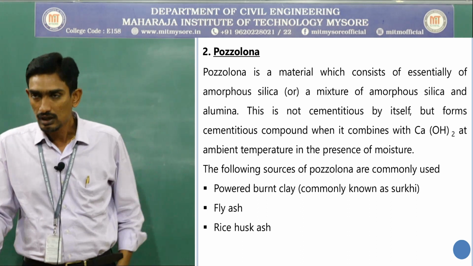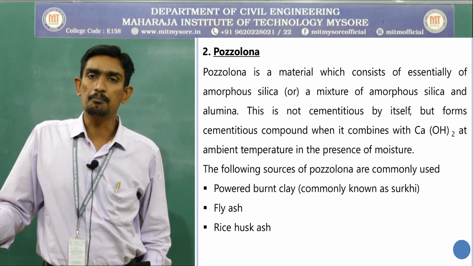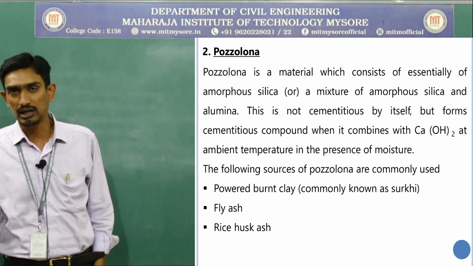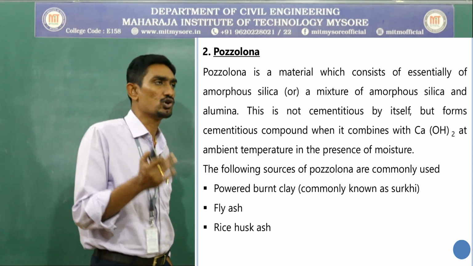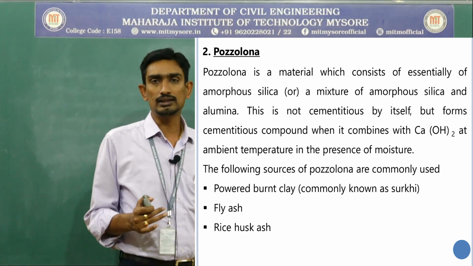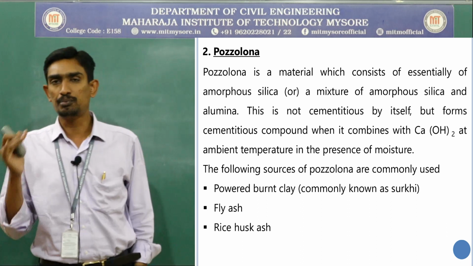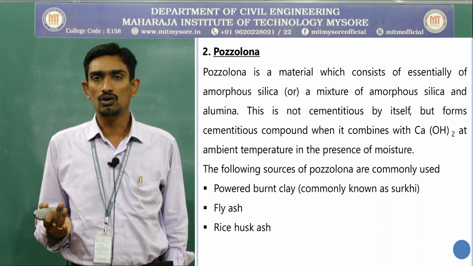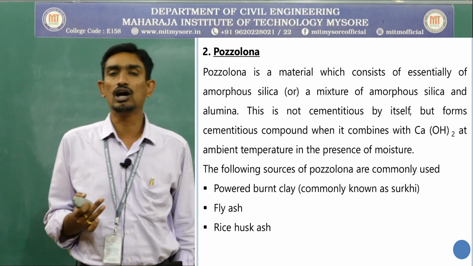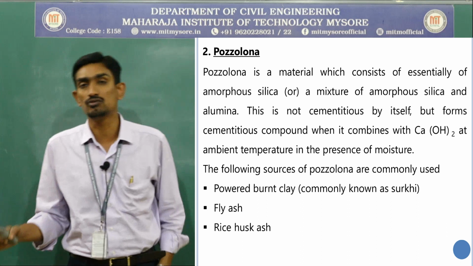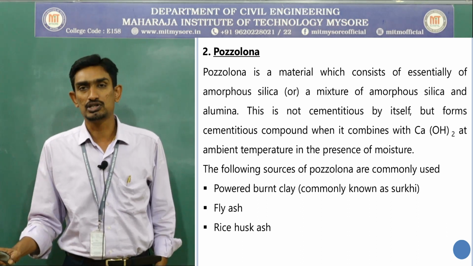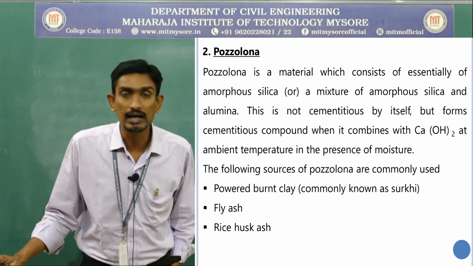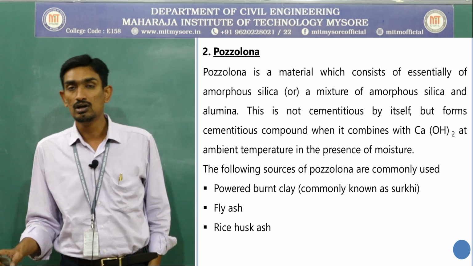Okay, and this will combine in the presence of moisture to form pozzolana. That means if I want to make a pozzolana active, then I need to mix this pozzolana with calcium hydroxide in order to make it active in the presence of water. Otherwise, this pozzolana is not at all active. Even if you mix pozzolana and lime, it is not active.